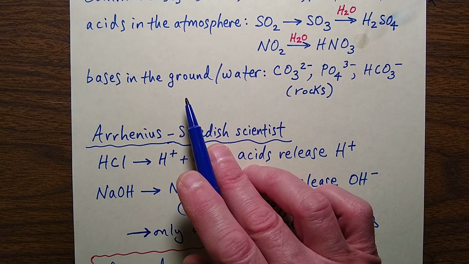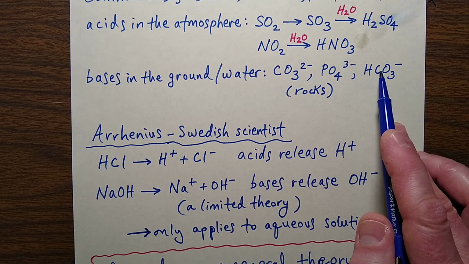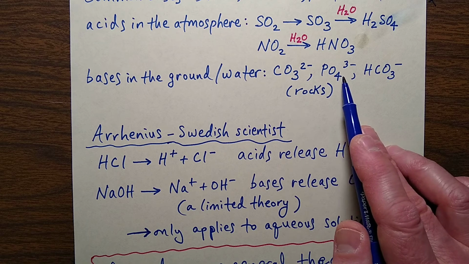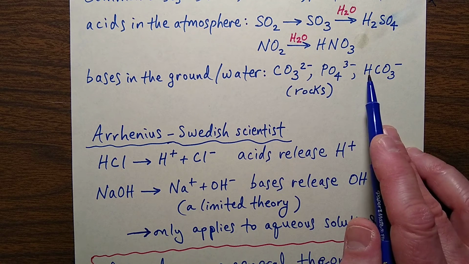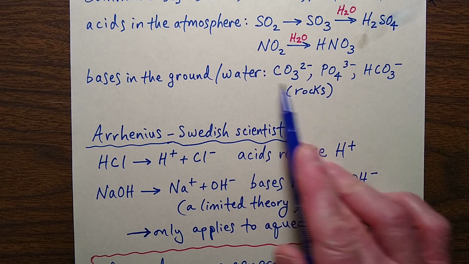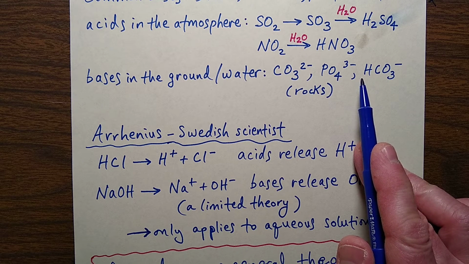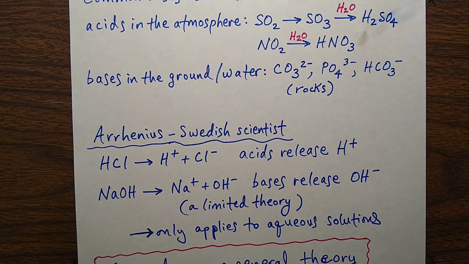Bases in the outside, in the ground or in the water, are things that have negative charges: carbonate, phosphate, bicarbonate. They're found in rocks and in soil. These will dissolve in water as well. This is why some areas of the country are resistant to acid rain, because if they have a lot of these bases in the soil, they can resist added acid because these will neutralize the added acid.